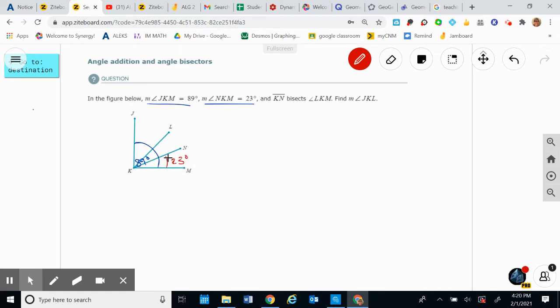It says KN bisects. So immediately when you see that bisects, and you know that bisects, write 23 because you know the other side is also 23. Find the measure of JKL. So it's basically the same problem we just had. Okay, it's going to be 89 minus these two added together, which is 46. And 89 minus 46 is 43 degrees. Okay, next one.